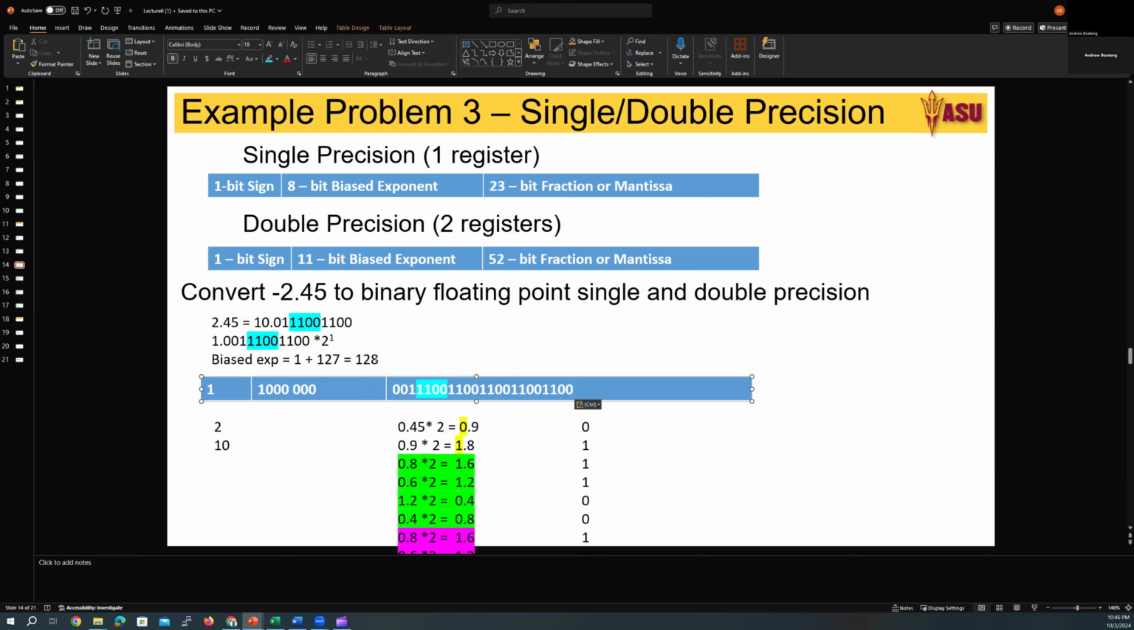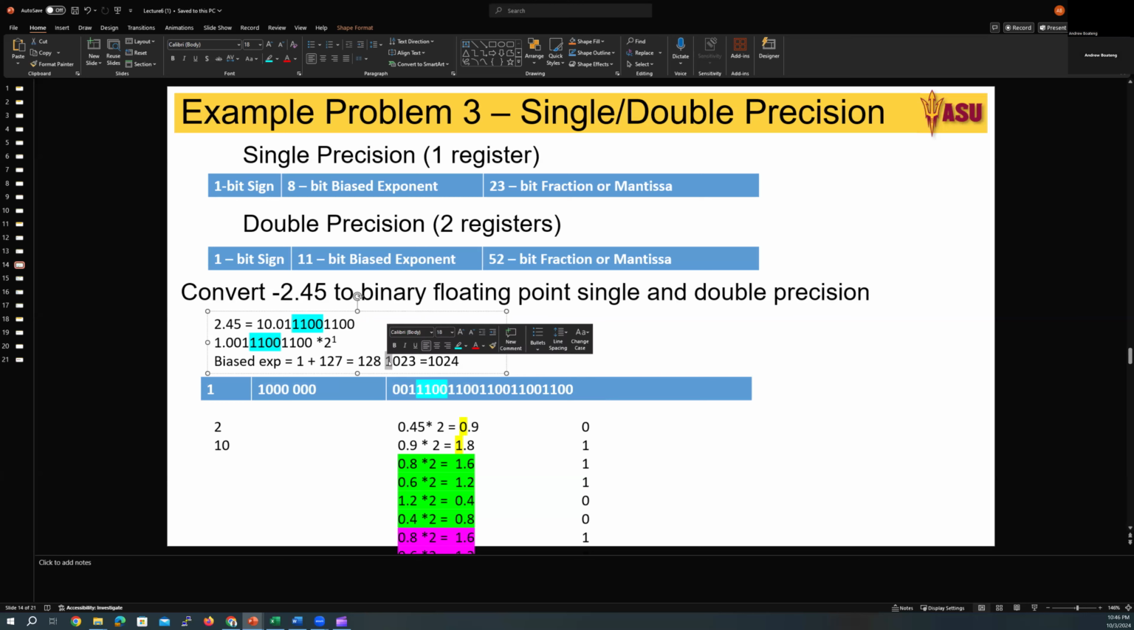If we were converting it to double precision, the bias here would not be 127, it would have been 1023, which means that our biased exponent would have been 1024. And we represent that in 11 bits instead of 8 bits. So that would be the difference if we were doing double precision. I hope you understand.